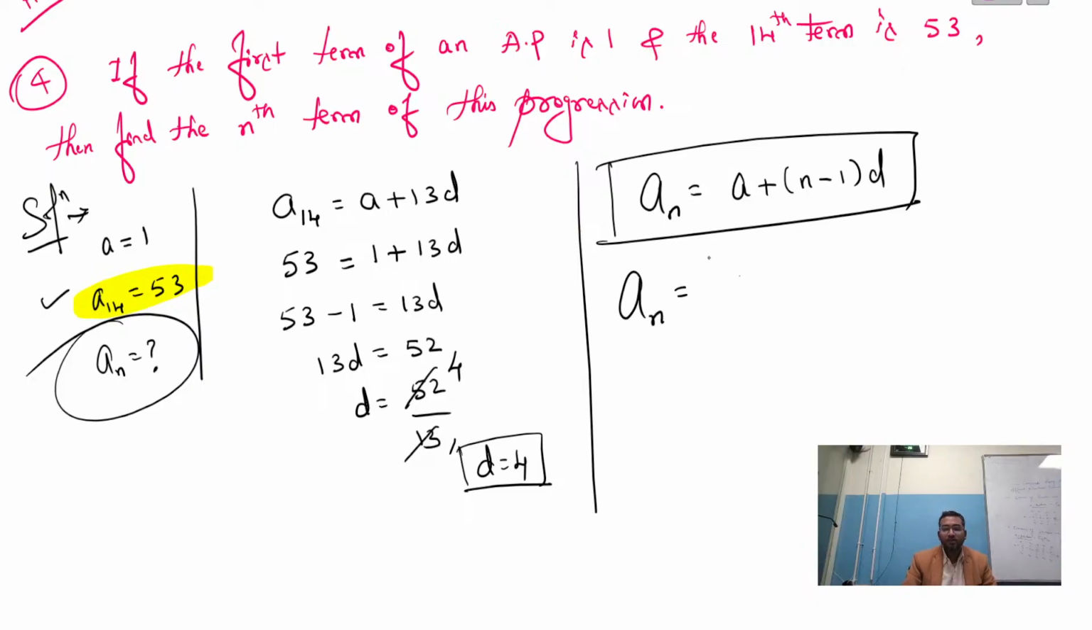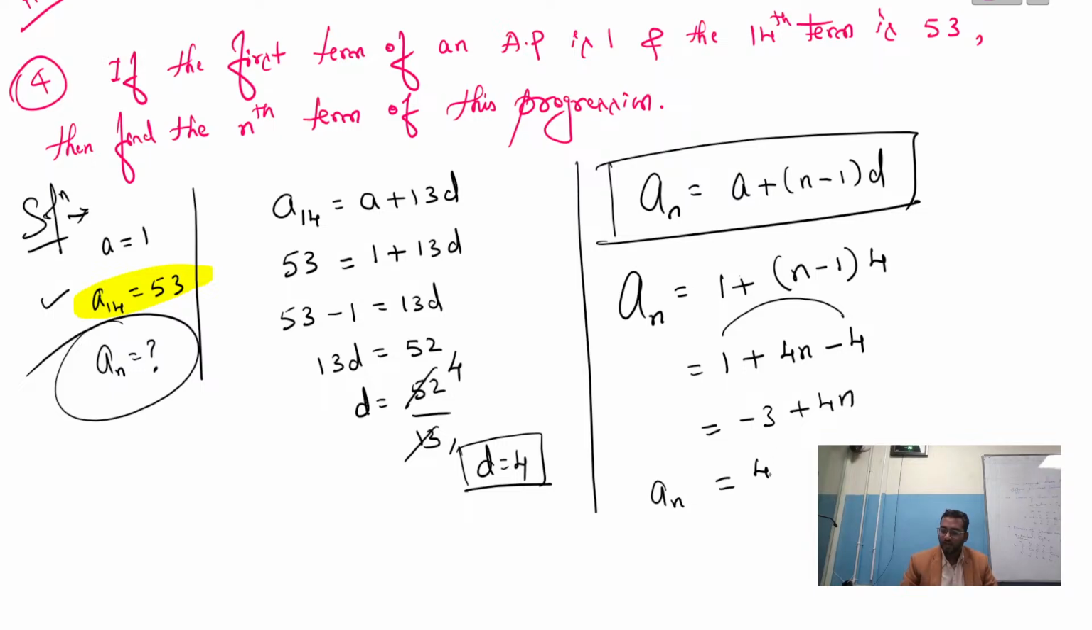An as it is. A value is 1, plus n value we don't know, keep n as it is, minus 1, d value just now we got as 4. That is 1 plus 4 into n is 4n, minus 4 ones are 4. Now we can write 1 minus 4. 1 minus 4 how much? Minus 3 plus 4n. So let me rearrange them. So an can be written as 4n minus 3. An is equals to 4n minus 3.